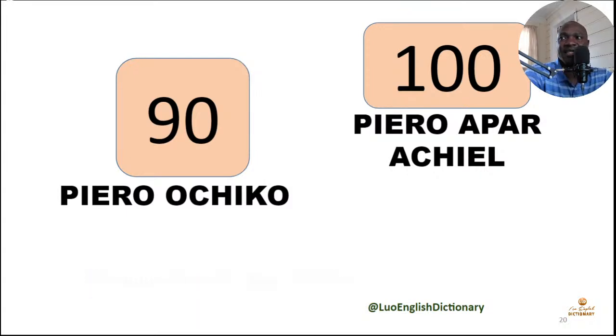Piero apar achiel. So Asumbi TV and Jacinta Ogola. Jacinta, if you say piero apar achiel, you know achiel means and one. So that might be 101, because piero apar means 10 tenths. But if you say piero apar achiel, achiel, then it would be 101.